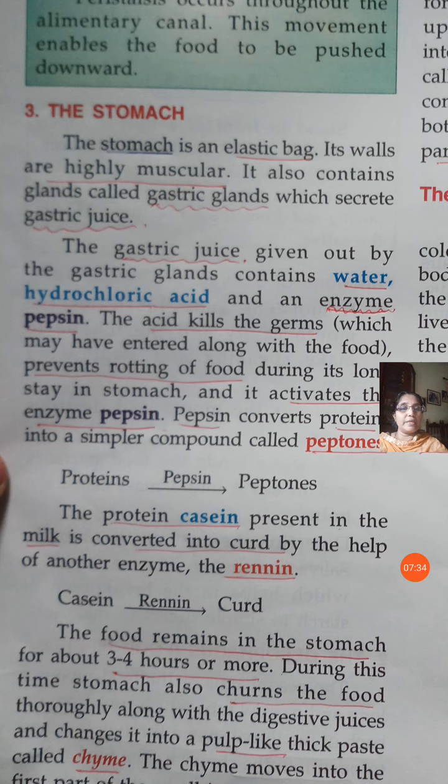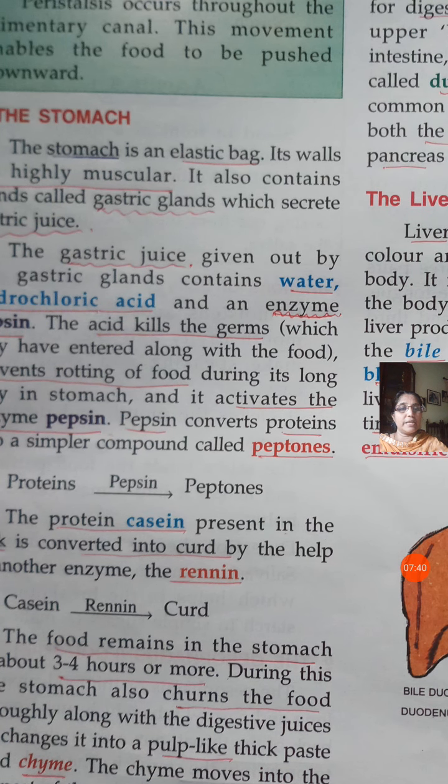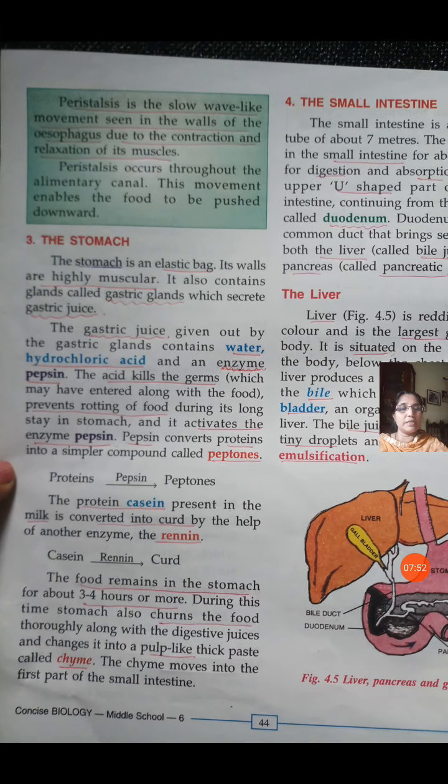That is why the acid acts to kill the germs as well as to prevent the rotting of the food material. Then it has another role also. It activates the enzyme pepsin. You know pepsin is the enzyme to digest the protein. Protein is digested into peptones by the pepsin. That is also activated by the hydrochloric acid present inside the stomach.